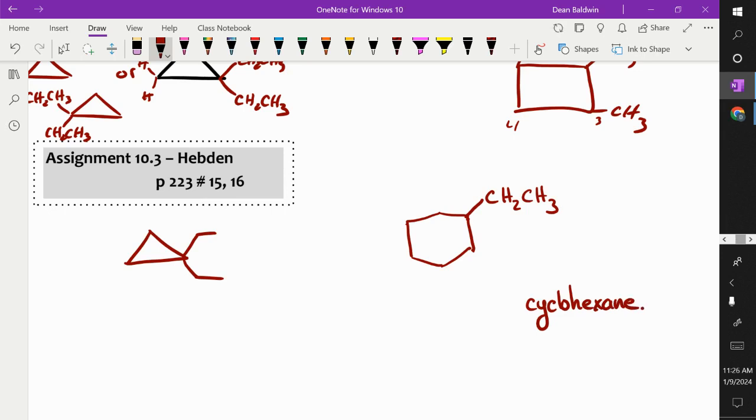If you only have one group attached to the ring, you don't have to put a number because it's given that it's 1, right? So this is an ethyl group. So this is just ethyl. I should have put it closer. Ethylcyclobutane. You don't have to say 1 because it's assumed you're always going to put it on the first carbon. You're not going to say 2 ethylcyclobutane because then you're starting numbering at some random carbon, right? So it's just ethylcyclobutane.